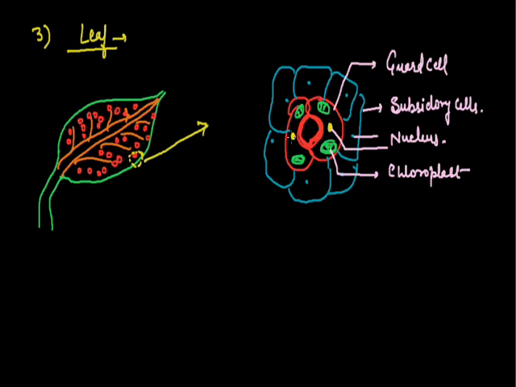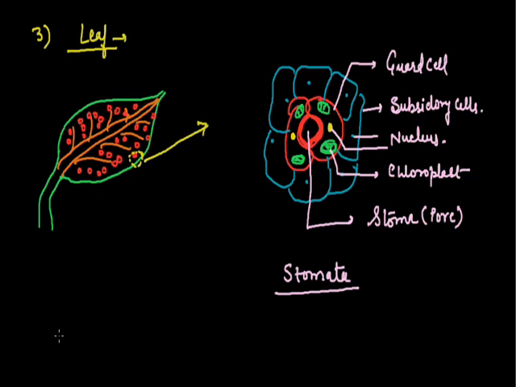Now between these two guard cells, one opening is present and this opening is known as stoma, or you can say it's a pore. The whole structure is termed stomata, that means these are pore-keeping structures. These stomata are responsible for taking oxygen in and liberating CO2 out. This gaseous exchange is done by stomata.